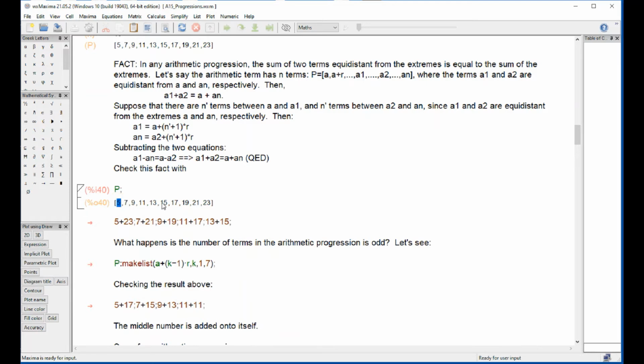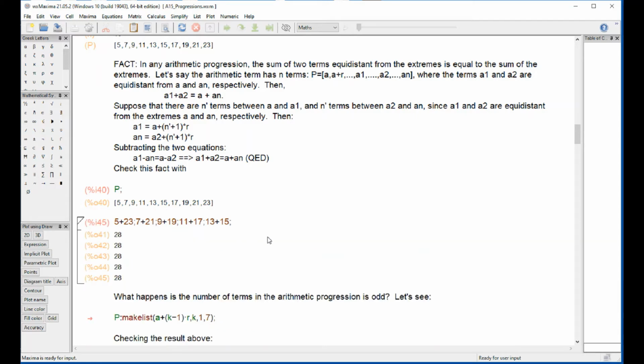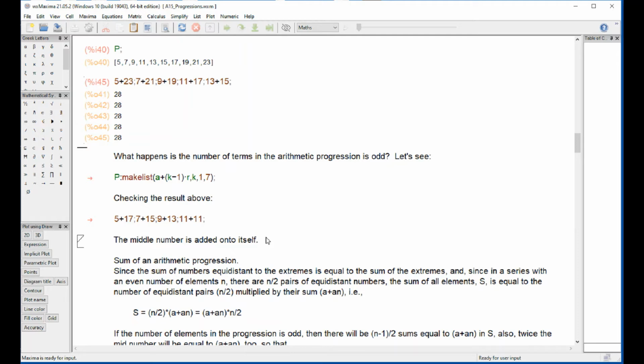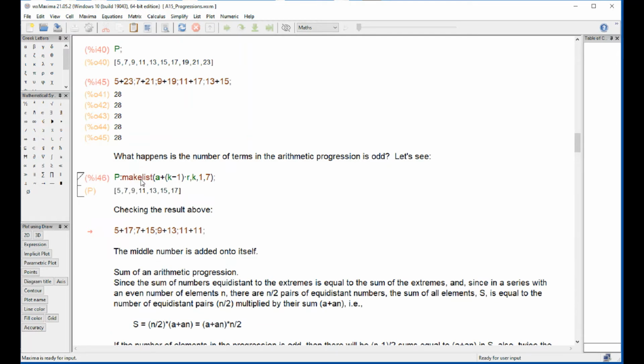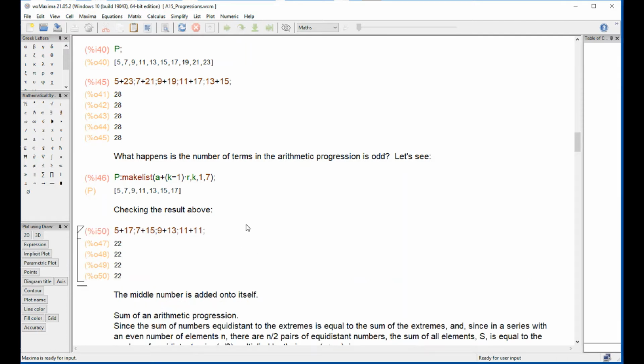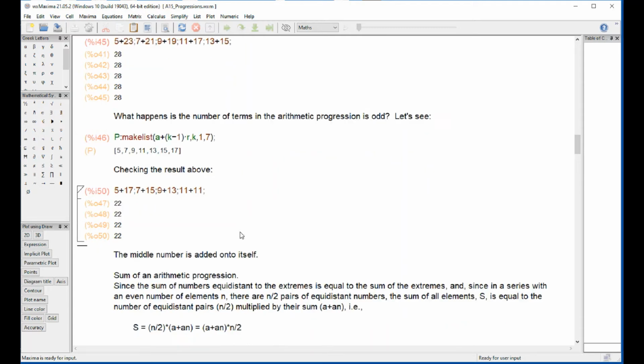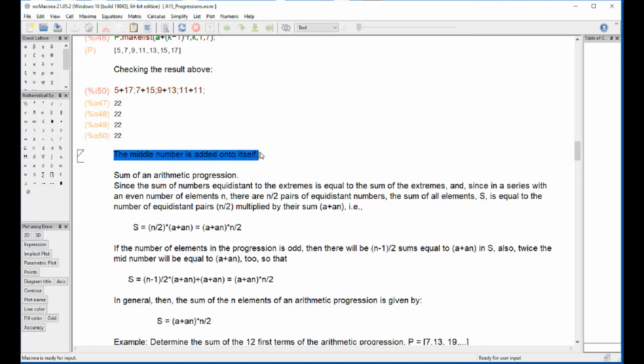Check this fact with an example. If we take 5 plus 23, that's the sum of the extreme values. And it's 7 with 21, 9 with 19, 11 with 17, 13 plus 15. They all add to 28. If the number of terms is odd, like in this case when we have 7 terms only, we can check 5 plus 17, 7 plus 15, 9 plus 13, and then 11 is sort of left alone. But if we duplicate that, that will give you the double, the sum of the two extremes. Basically, when you have an odd number of elements, then the middle number is added onto itself.